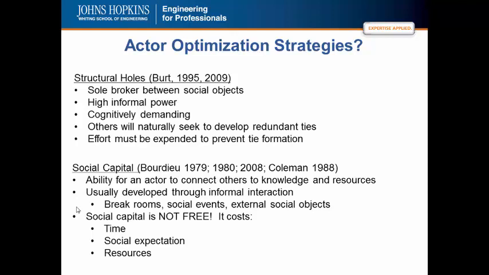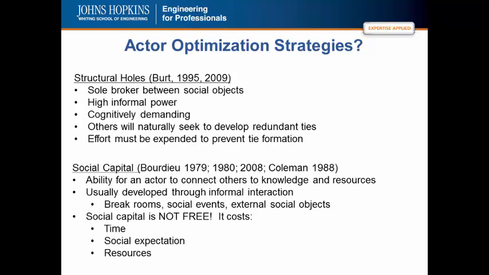In the actual organization, he eventually quit, being sick of being the only go-between between the two clusters in the network. So it is cognitively demanding. Other actors in the network will naturally seek to develop redundant ties, and if a person wants to remain in the middle of a structural hole, then they have to expend effort to prevent tie formations, and this can inhibit the growth and health of the network from a collaboration perspective. But it is an effective strategy if that actor wants to maintain power in the network.